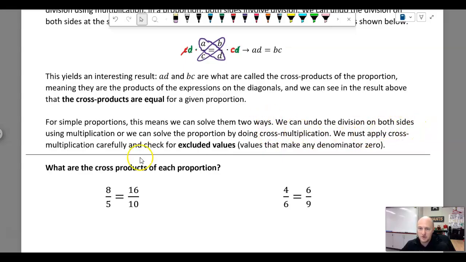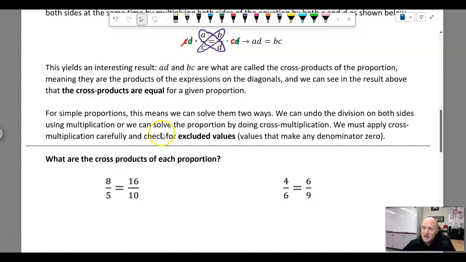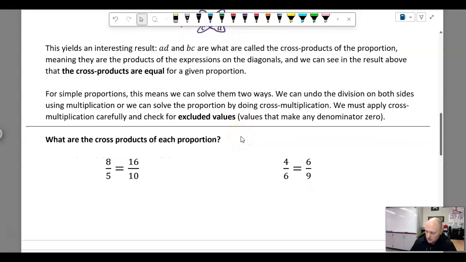For simple proportions, this means we can solve them two ways. We can undo division on both sides by using multiplication, or we can solve the proportion by doing cross multiplication. We must apply cross multiplication carefully. Be careful, and check for excluded values. These are values that will make the denominator 0. And we'll talk about this later in the unit.